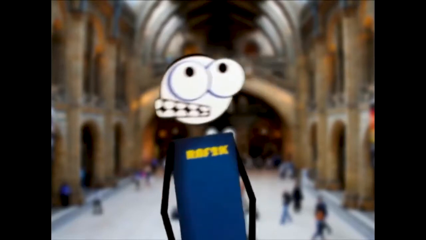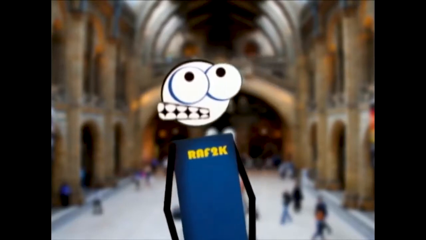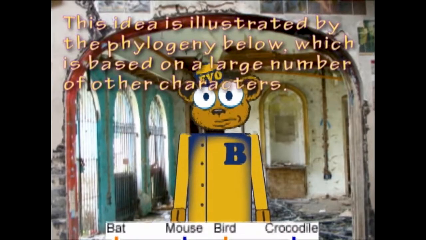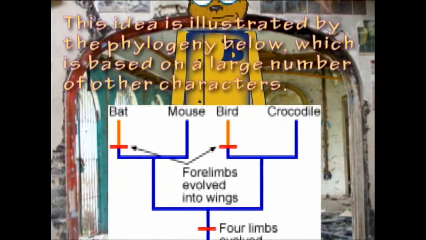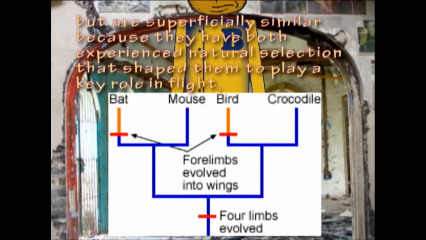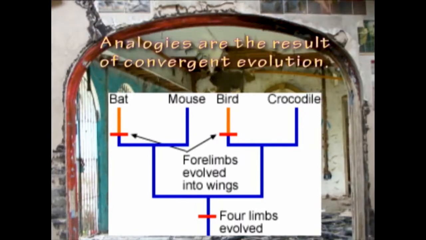If I manage to get all four aces in one hand, it's pretty unlikely, but not impossible. But if it keeps happening, how long until you pull your six-shooter and demand to look up my sleeves? This idea is illustrated by the phylogeny below, which is based on a large number of other characters. Bird and bat wings are analogous, that is, they have separate evolutionary origins, but are superficially similar because they have both experienced natural selection that shaped them to play a key role in flight. Analogies are the result of convergent evolution.